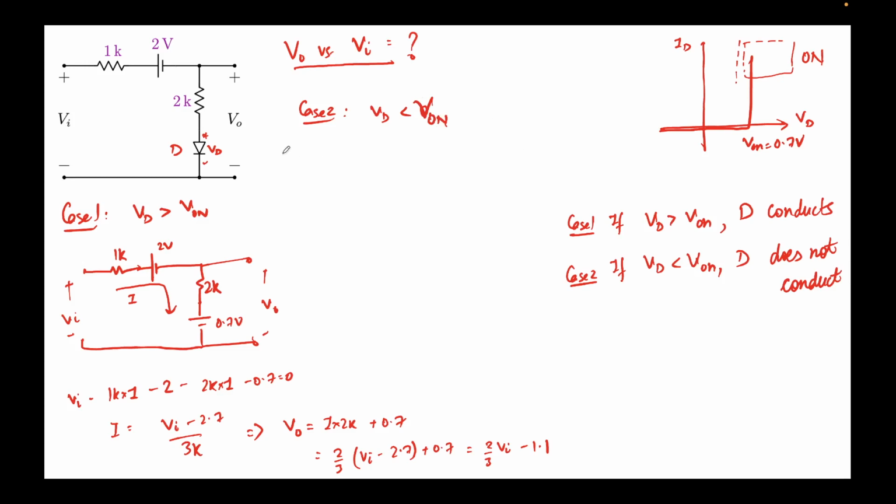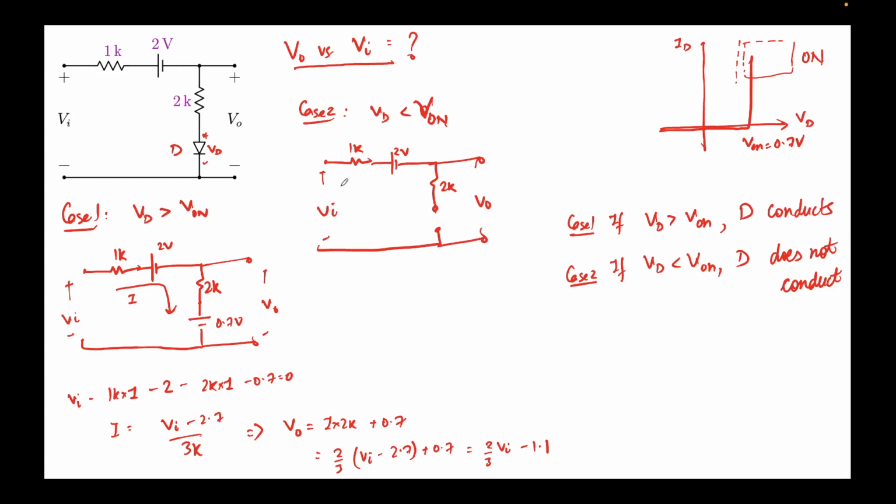So but how will the circuit look like? We know that the diode will behave as if it's an open circuit. So I'll draw this circuit over here. The rest of the circuit will remain the same. That's 1k, 2 volts, 2k, and now this will be an open circuit, right? And this is the Vi that we are applying over here, and this is the V out.